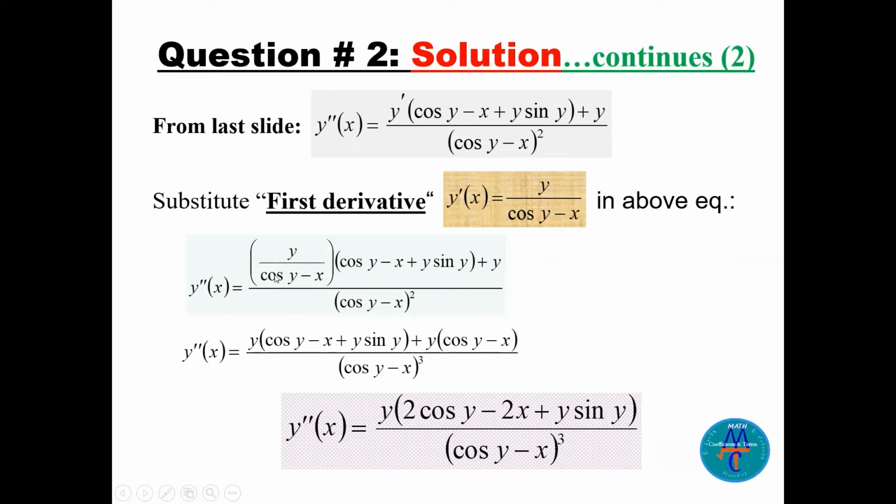And then remember here to multiply cosine of y minus x times this y, because we are adding the fractions. So the LCD is cosine of y minus x. You multiply that by this y here. And now this y also multiplied by this. So we can take a y as a common factor. And then inside we have cosine of y, which will be 2 cosine of y minus x, will be minus 2x, plus y sine of y. So the second derivative will be y times all this bracket divided by cosine of y minus x all cubed.